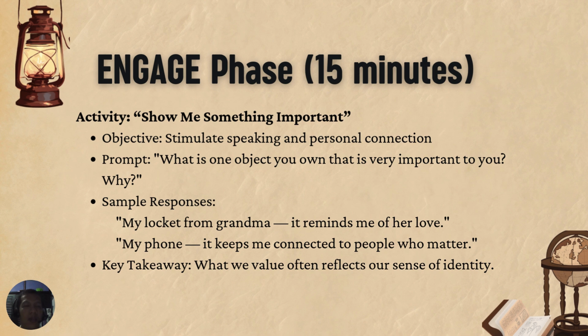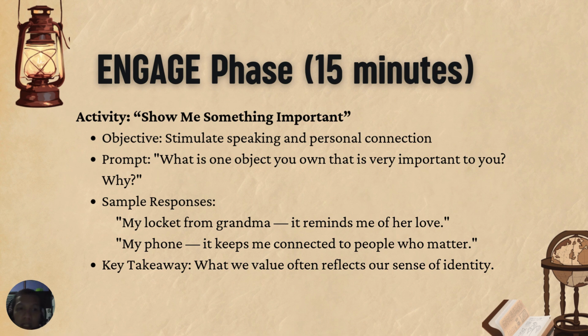So let's start now with the phases. It begins with the engage phase, which consumes 15 minutes of the class. Here we'll conduct an activity called Show Me Something Important. The objective here is to stimulate speaking and personal connection. Then I would ask a question: what is one object you own that is very important to you and why?